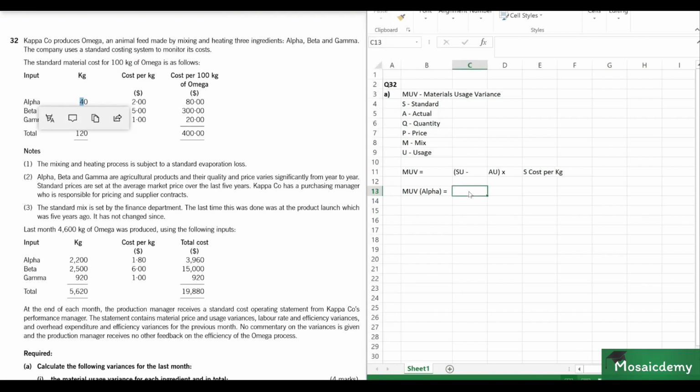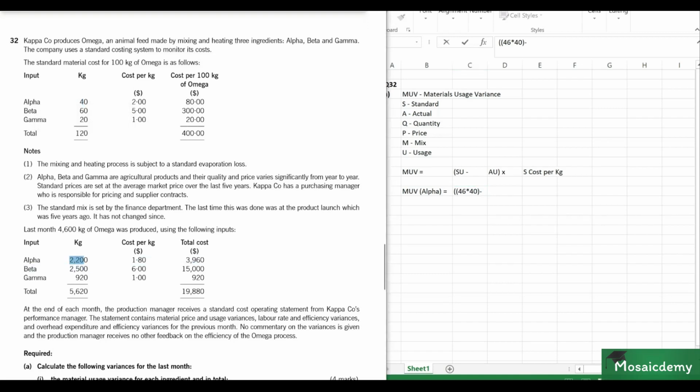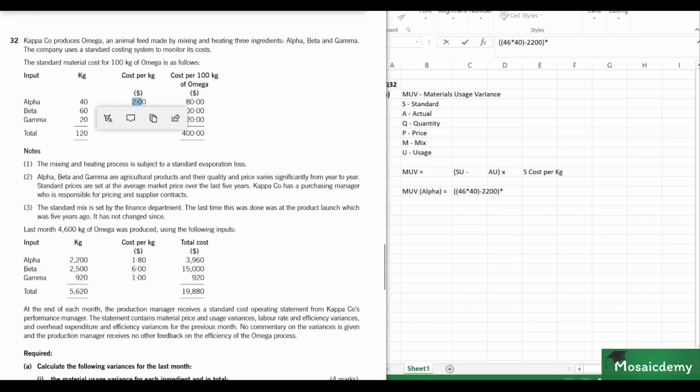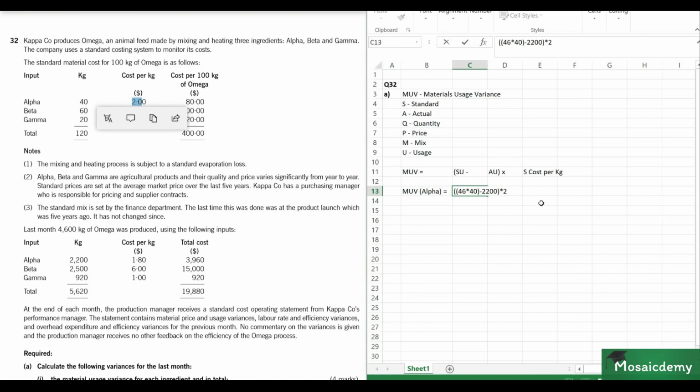So this will become 46 into 40 minus the actual usage of alpha, which we'll take from below, which is 2,200. Again, be careful, for material usage variance we're looking at things in terms of kgs, not in terms of dollars. The final answer will be in terms of dollars. So 2,200 into the standard cost per kg. The standard cost per kg we'll take from up here, which is $2, right? So into 2. Oops, I forgot the equal sign first. So for alpha, it's going to be 720 adverse.